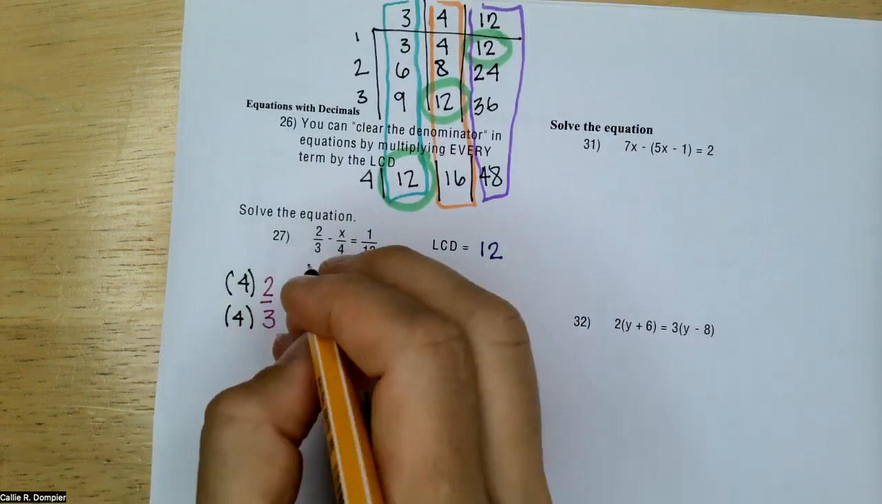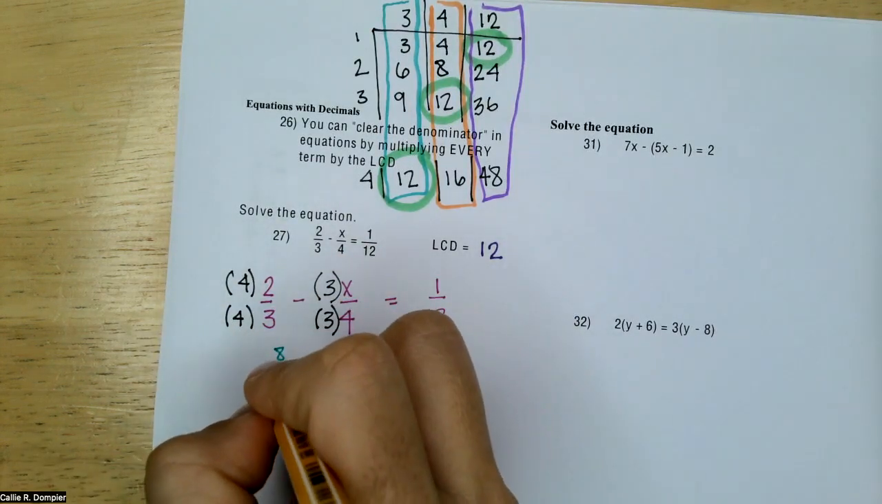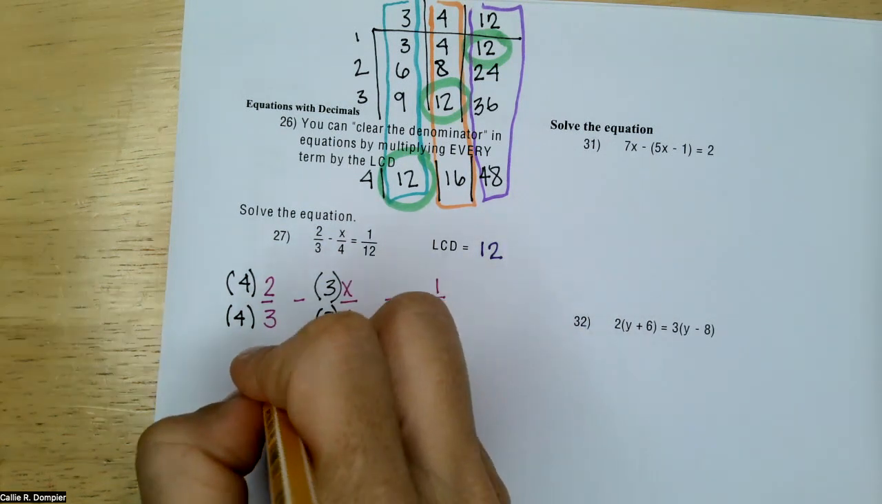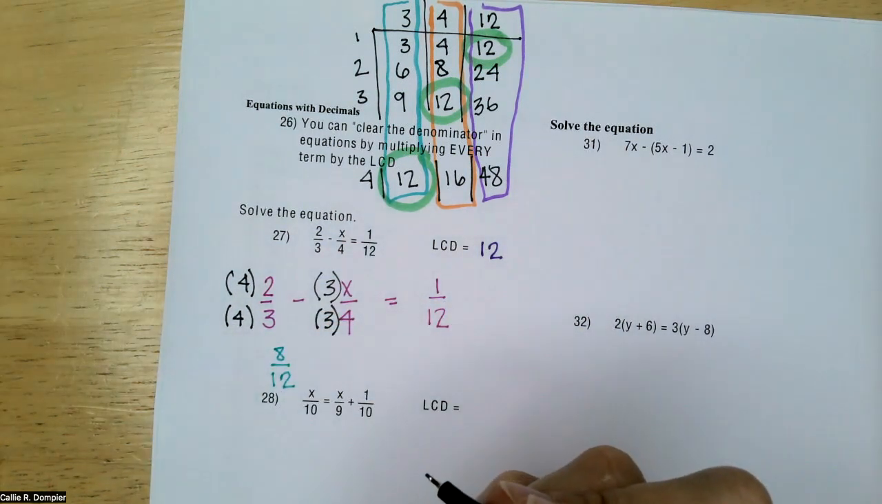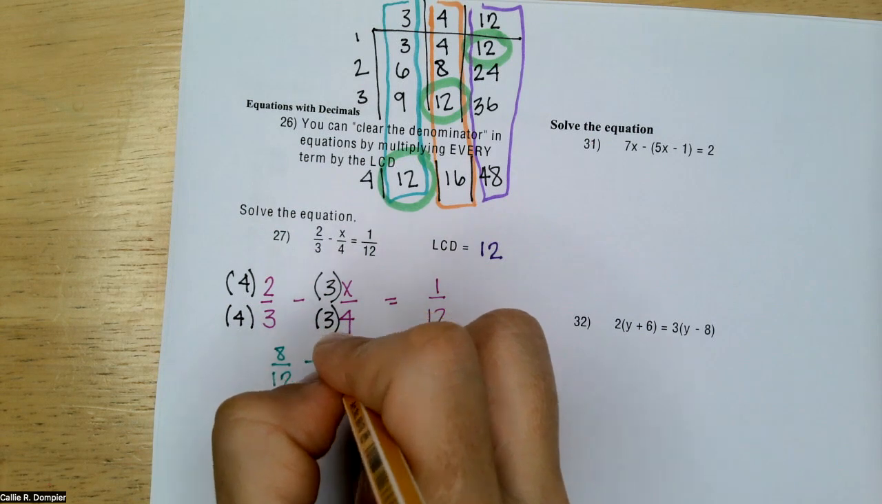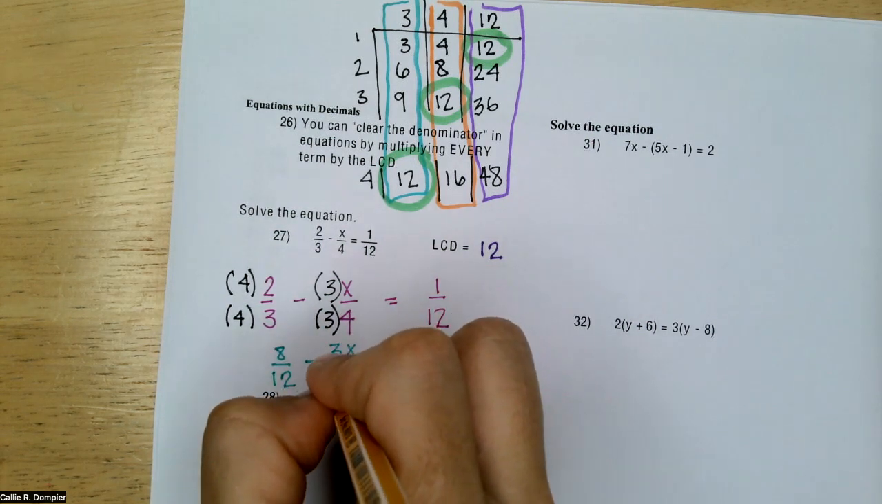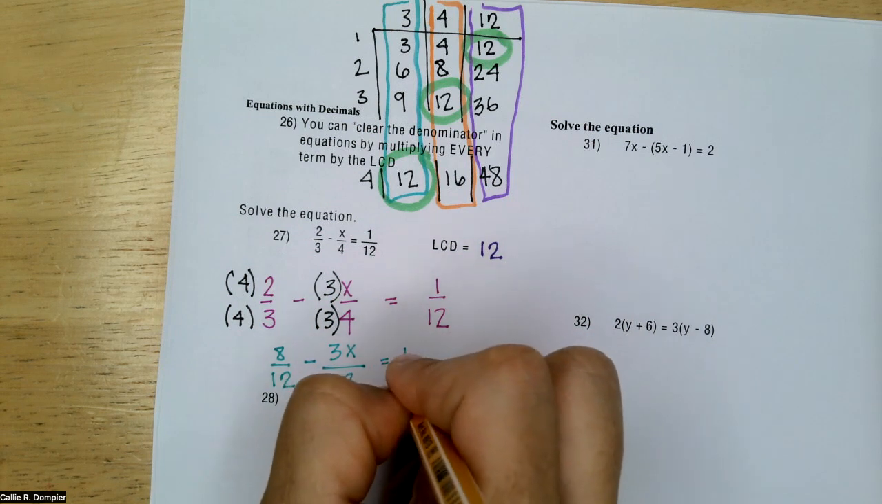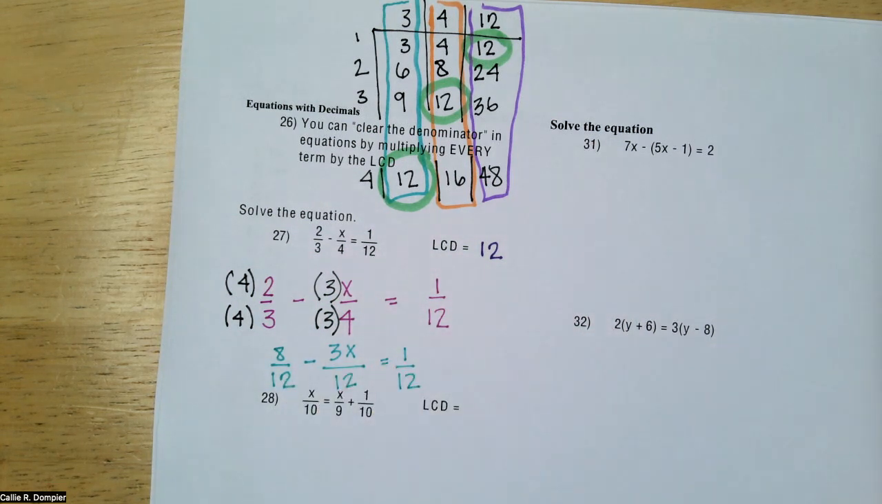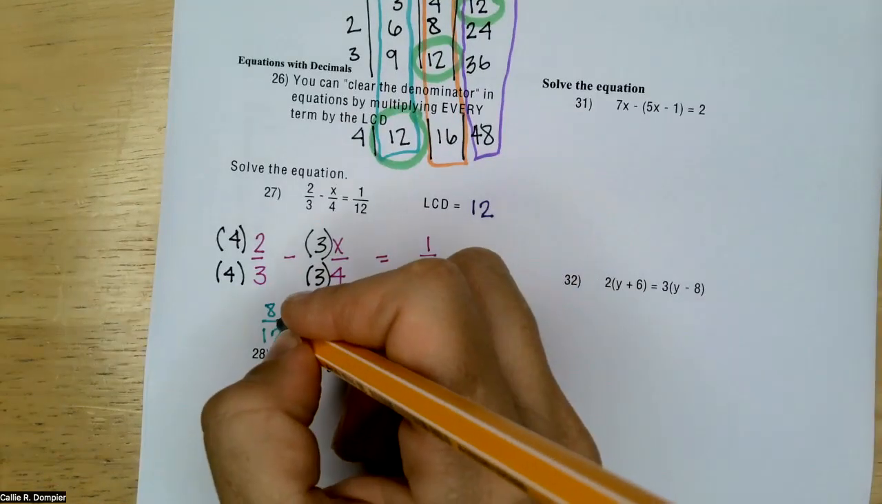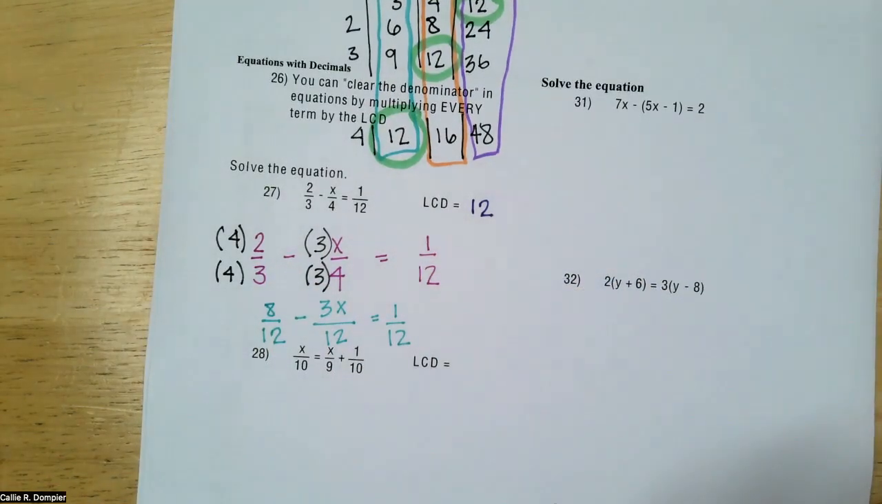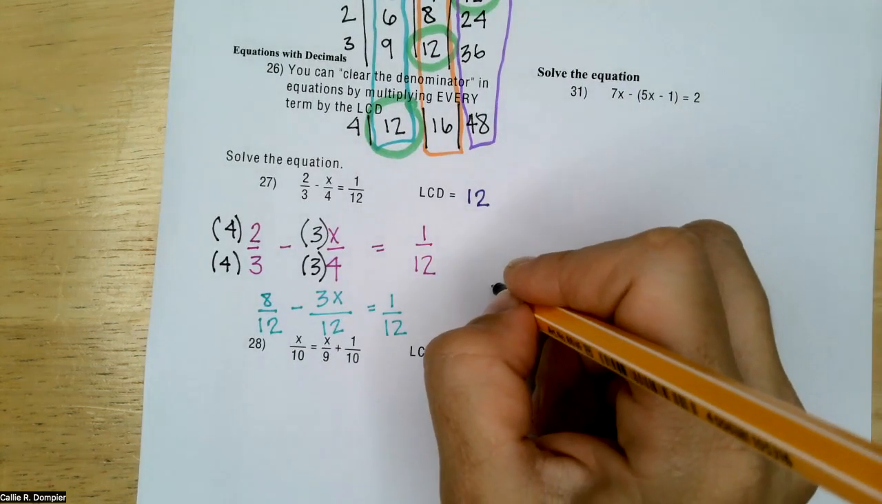So 4 times 2 is 8. 4 times 3 is 12. I think I'm teaching you this wrong. And then that's 3x over 12 equals 1 over 12. Good? I'm teaching this wrong. You're supposed to multiply every term by the least common denominator. So I was supposed to multiply everything by 12. Anyway, we'll keep going like this. So now I can subtract 8/12 from 1/12 easily, right? Okay.